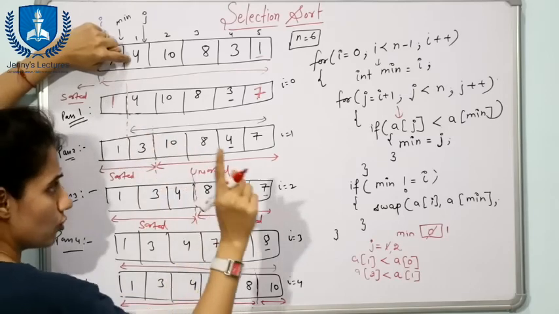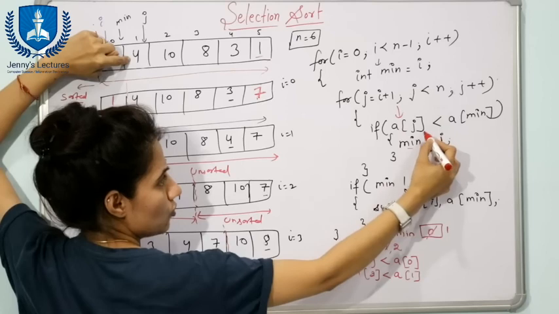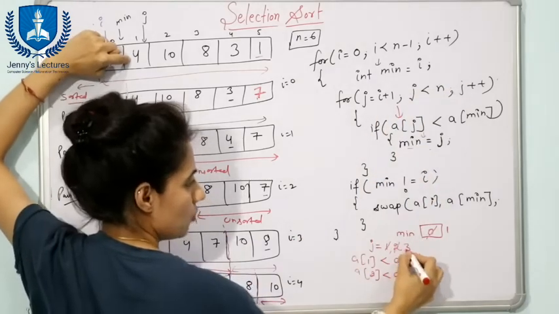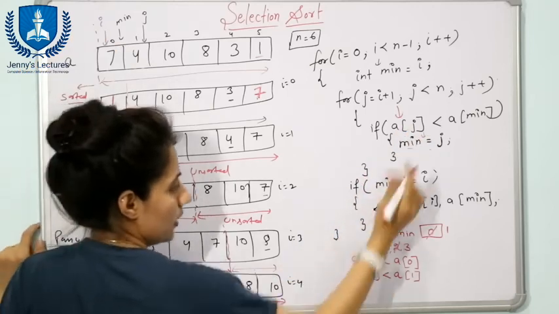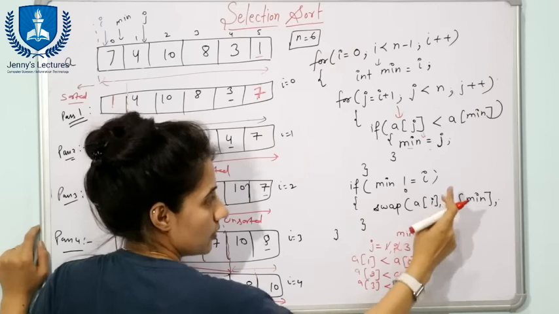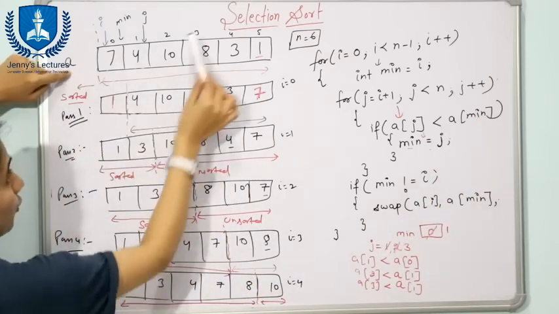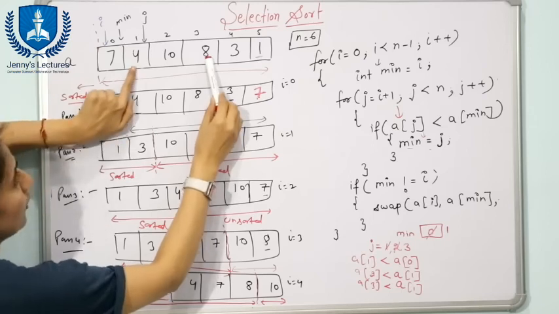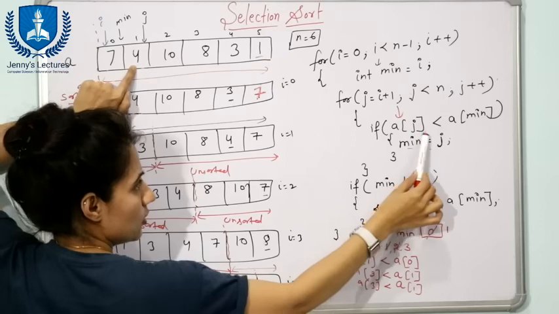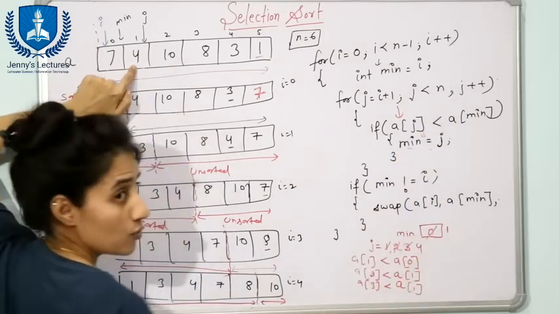No, this condition is not true. So now min is not updated, because if this condition is not true, the control will not go within these statements. Now again j plus plus, j is now 3. Now check a of 3 less than a of min value, which is still 1. a of 3 value is 8, a of 1 is 4. Is 8 less than 4? No, so it will not enter this loop. Now min will not be updated. Now j plus plus, j is now 4.